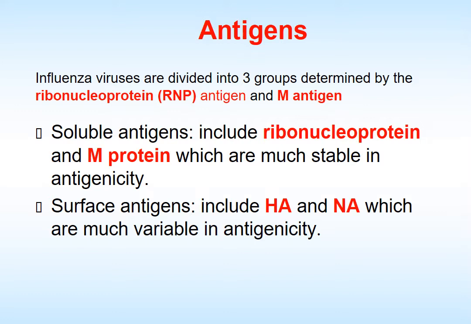Antigens. Influenza viruses, like we discussed, are divided into 3 groups determined by the ribonucleoprotein antigen and M matrix antigen. Soluble antigens, RNA and M protein, are much more stable in antigenicity, and then there are surface antigens, hemagglutinin and neuraminidase, which are much more variable in antigenicity.